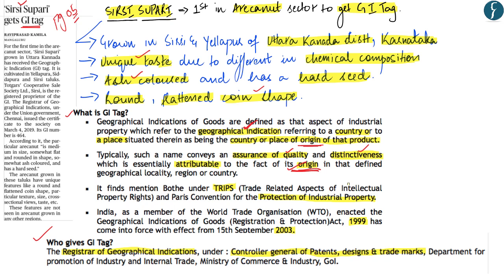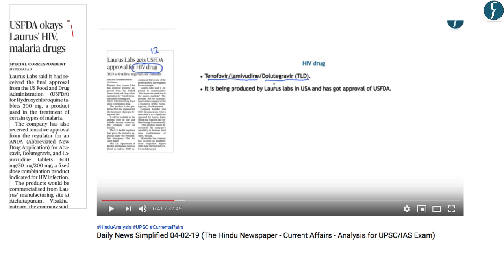With this, let's move on to our next news. This news appears on page number 14 and talks about the Laurus Labs HIV drug which has finally been approved by the US FDA. The same news was covered in the DNS dated 4th February 2019. Therefore, to have more information about this, you can refer to this DNS. With this, let's move on to our practice questions.